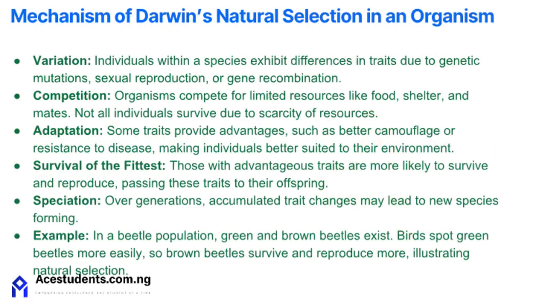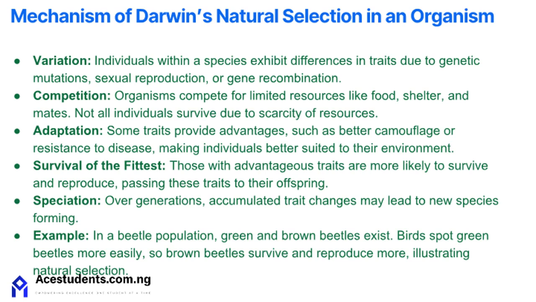The mechanism of Darwin's natural selection begins with variation, where individuals within a species show differences in traits. These variations arise through genetic mutations, sexual reproduction, or recombination. When resources are limited, organisms compete for survival.